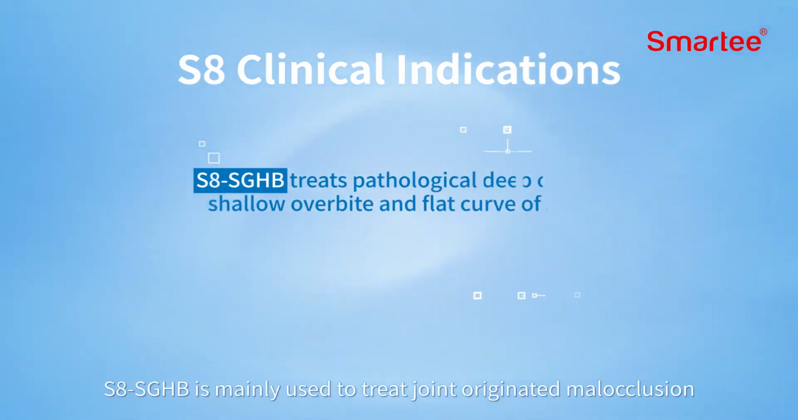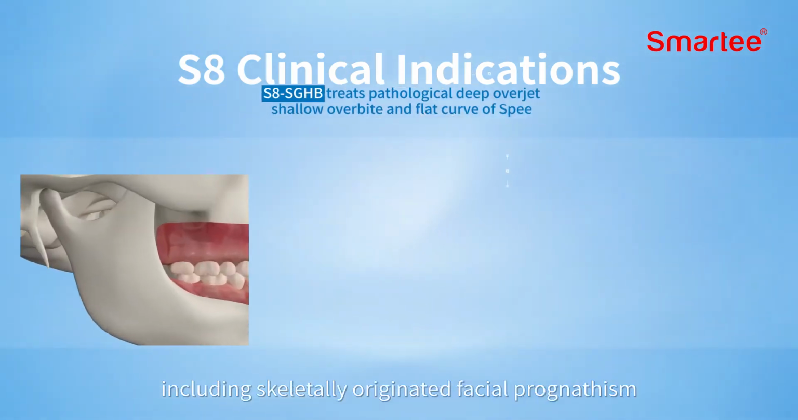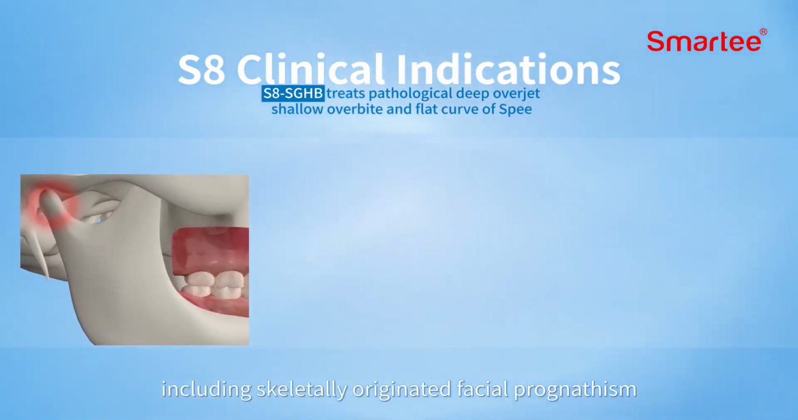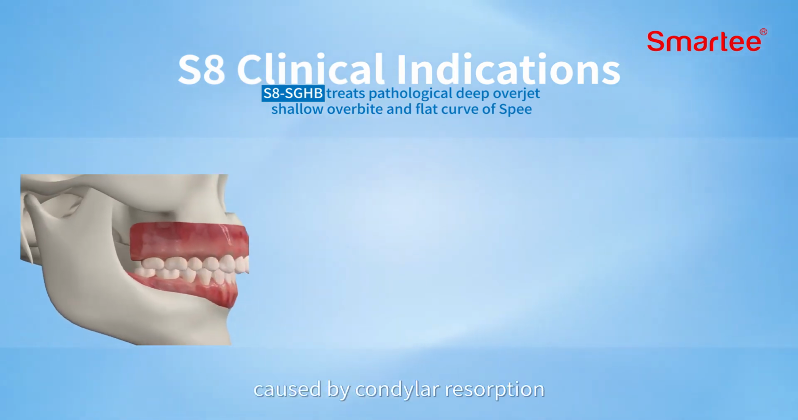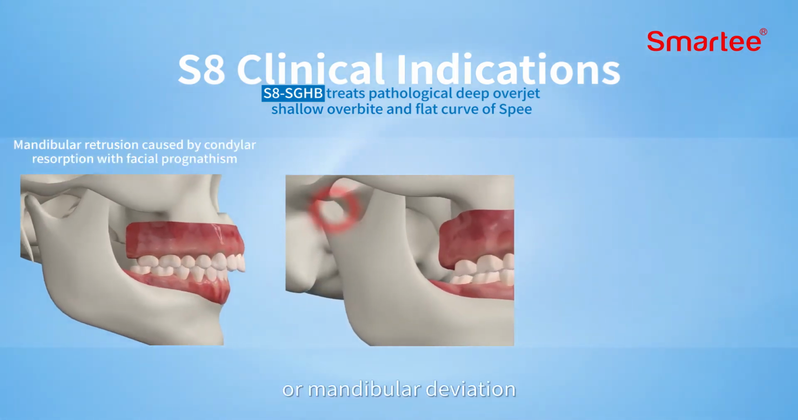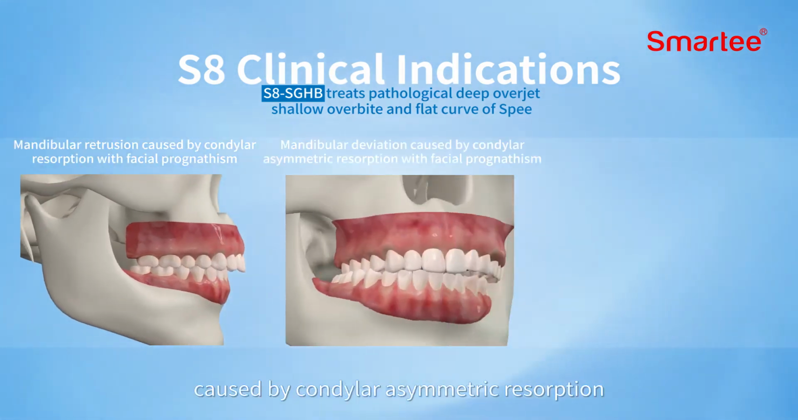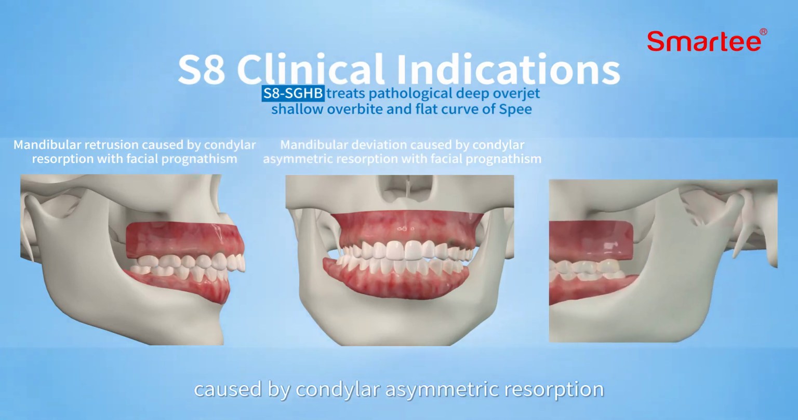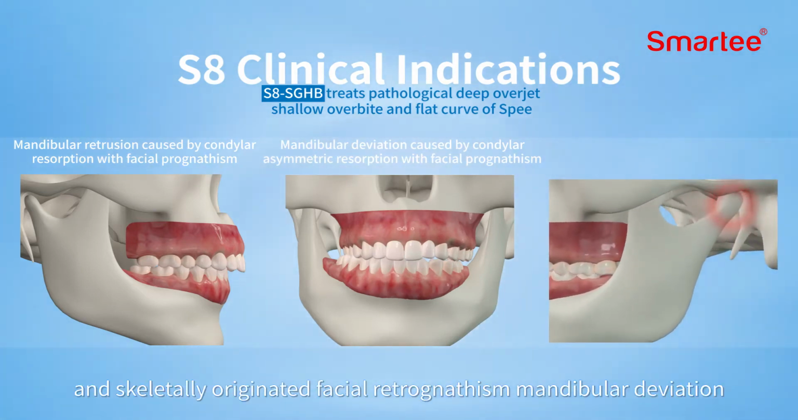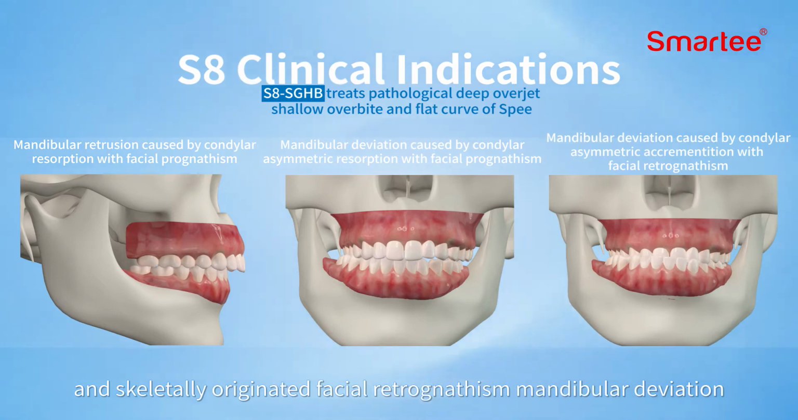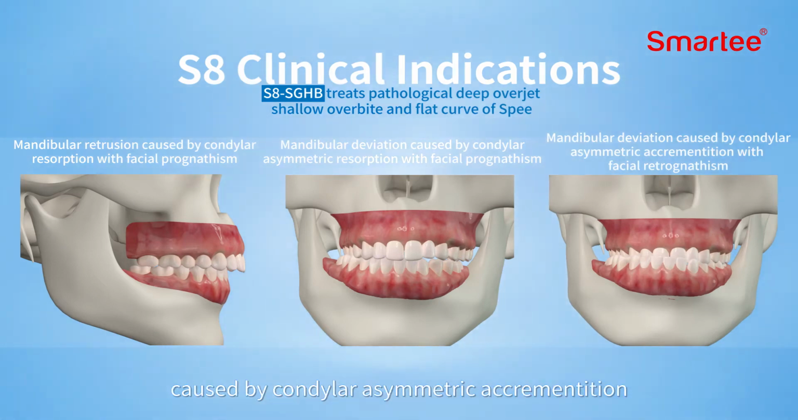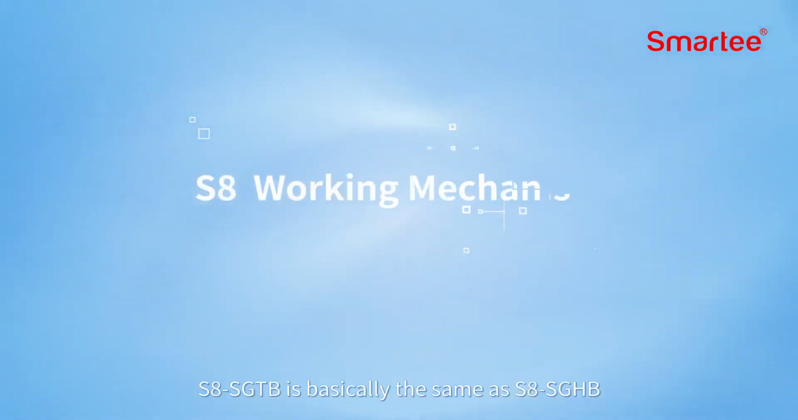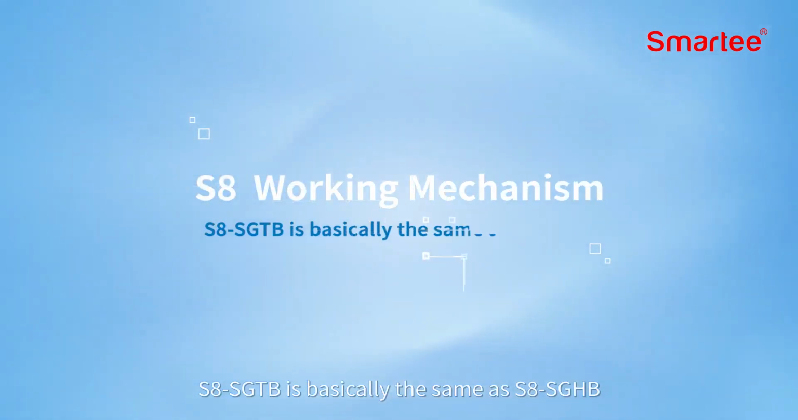S8 SGHB is mainly used to treat joint-originated malocclusion, including skeletally originated facial prognathism with mandibular retrusion caused by condylar resorption, or mandibular deviation caused by condylar asymmetric resorption, and skeletally originated facial retrognathism with mandibular deviation caused by condylar asymmetric acromentition. In terms of mechanism, S8 SGTB is basically the same as S8 SGHB.